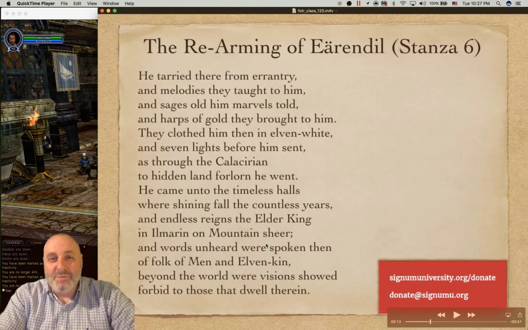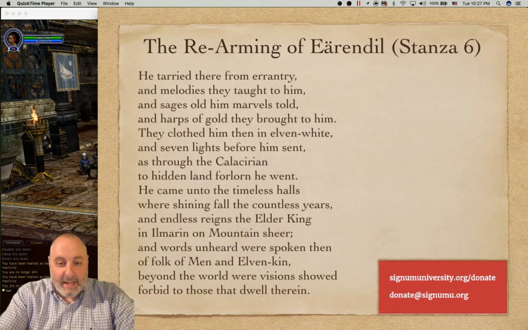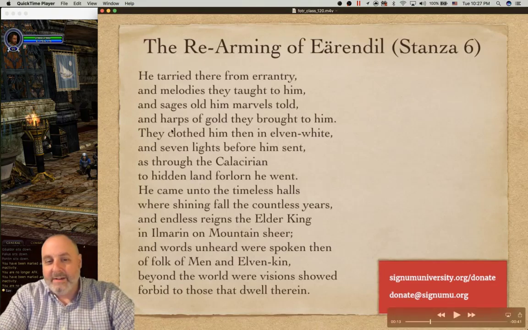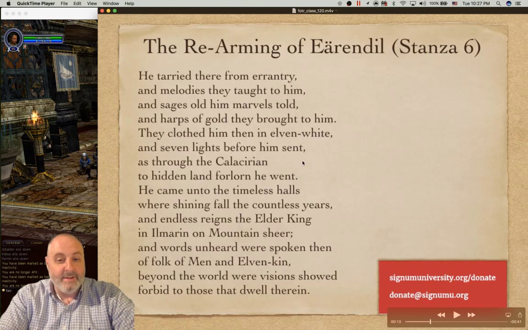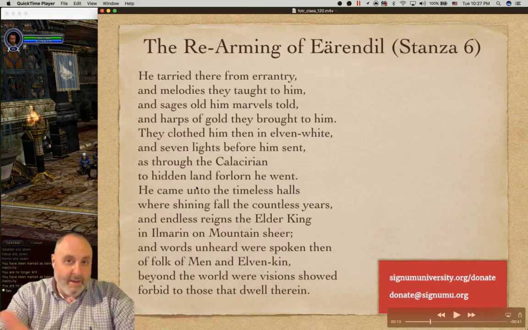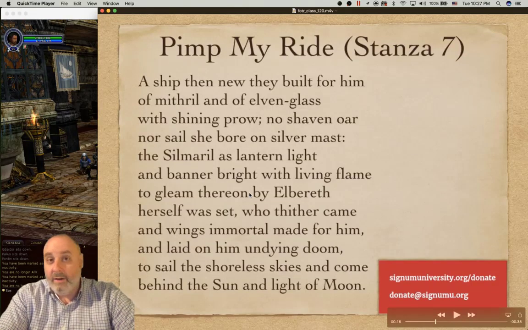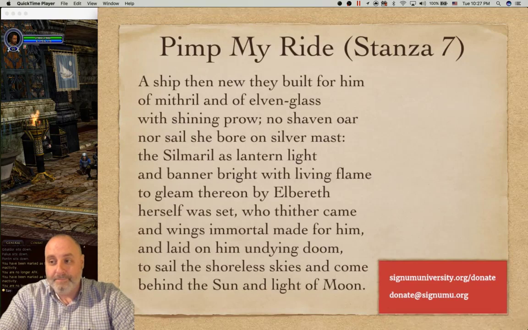I mean, to hidden land forlorn he went. Like, okay, he tarried there, not a real strong action on his part. Right? Him going through the Calacirya is a big deal, right? And then he comes immediately after he went, right, unto the timeless halls. And from then on, it's all indirection, right? And all things happening to him and for him.